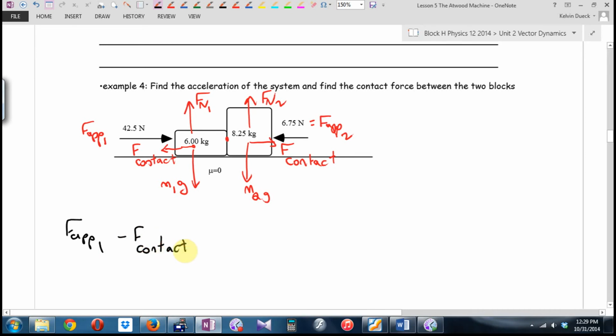Keep going. Oh, then I run into F contact again. Winner or loser? Keep going. Oh, then I run into F applied number 2. Winner or loser? Loser.